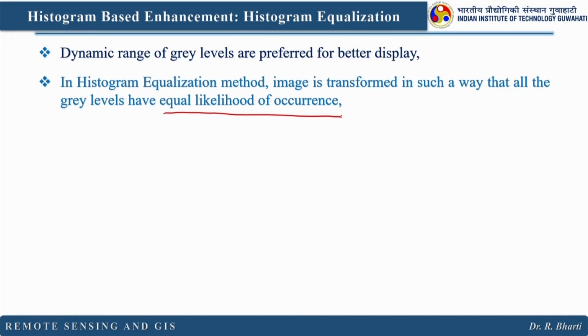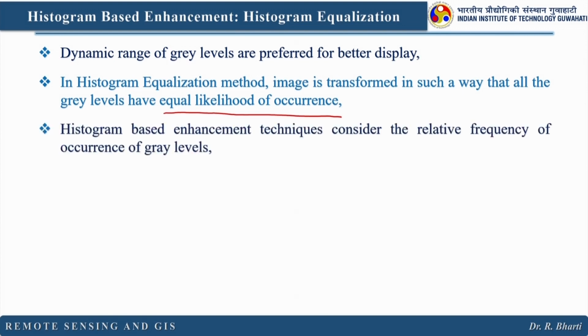So, all the DN numbers, does not matter whether they are very low or very high, will have equal chances of getting displayed, right. That is the advantage when you are applying this histogram equalization.